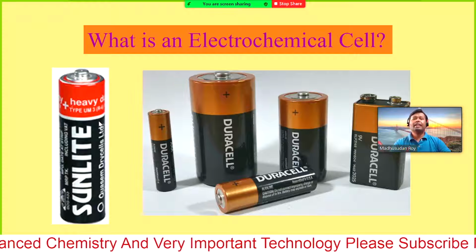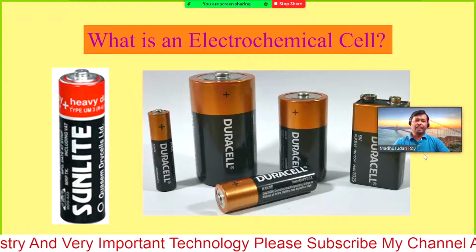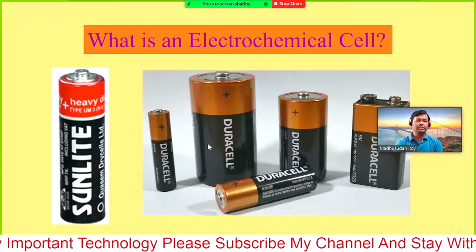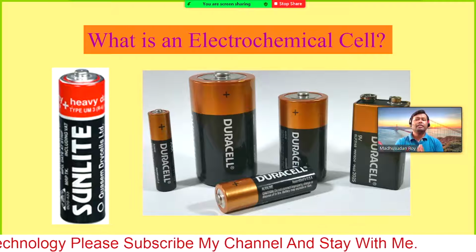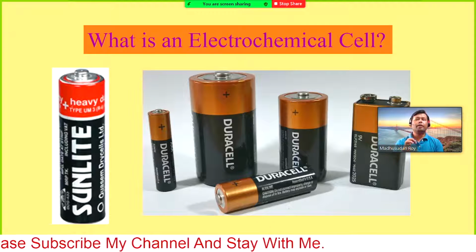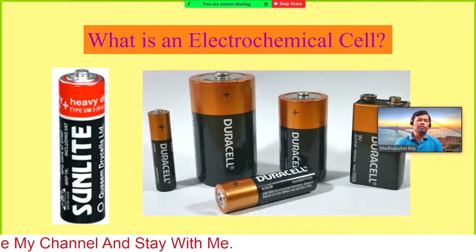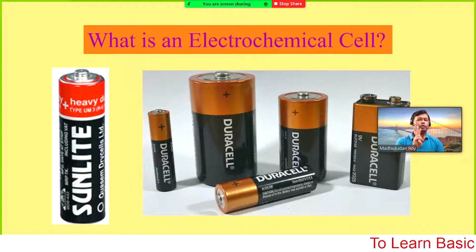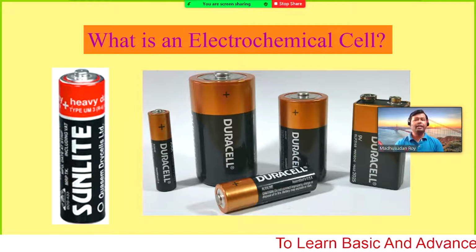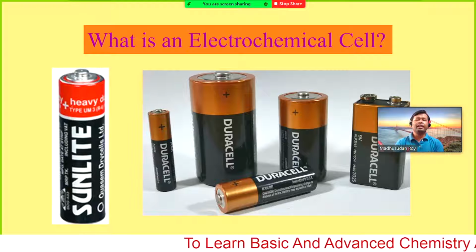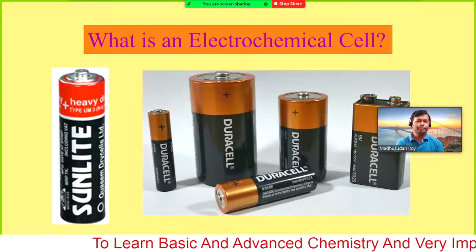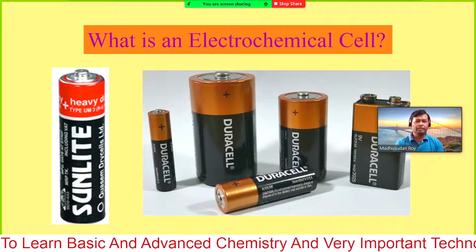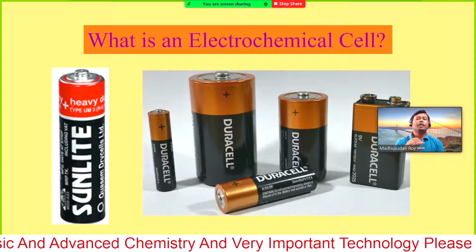So what is an electrochemical cell? An electrochemical cell is a device that can generate some electricity by a chemical reaction, or in which some chemical reaction can happen by passing electricity through it. So I have mentioned two different categories or criteria. When a chemical reaction produces some energy or electricity, that is due to a spontaneous process.